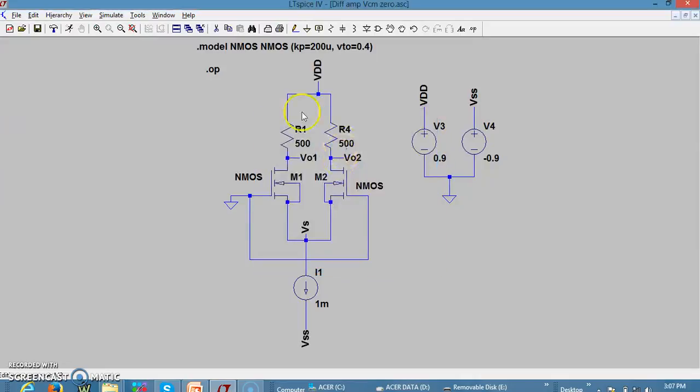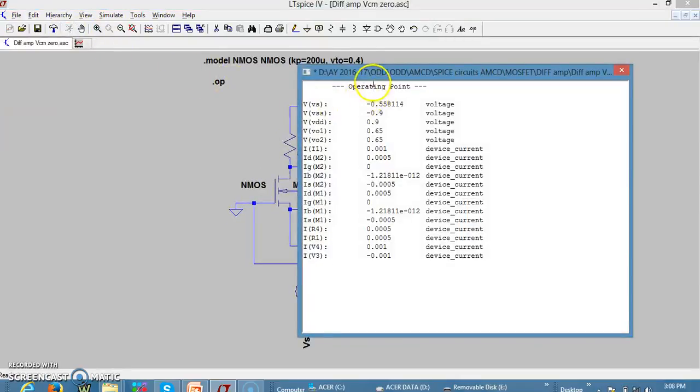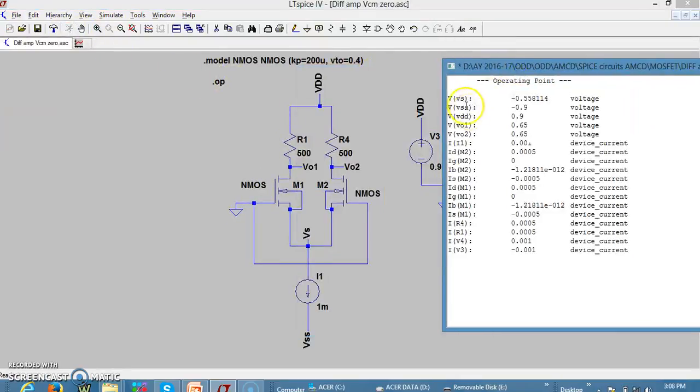So let us simply do the DC operating condition and try to verify whether the current flowing through M1 and M2 is equal to 500 microampere, and the voltage at the drain, that is VD1 and VD2, should be 0.65 volts. So let us see what the values are. Of course, Vs is the voltage at the source coupling point. VSS is minus 0.9.